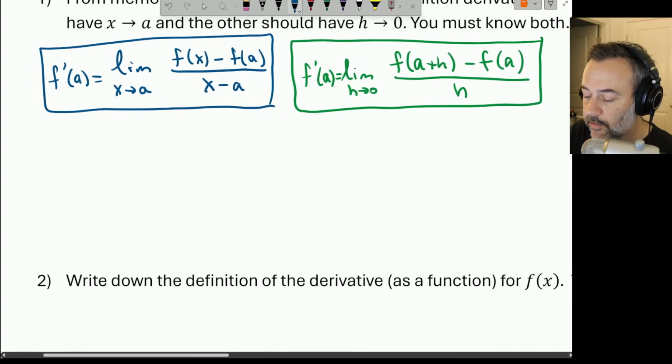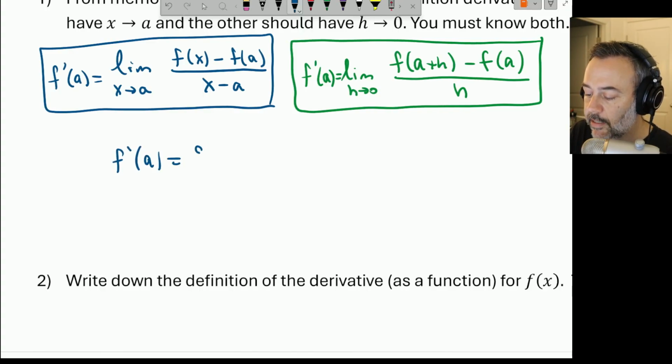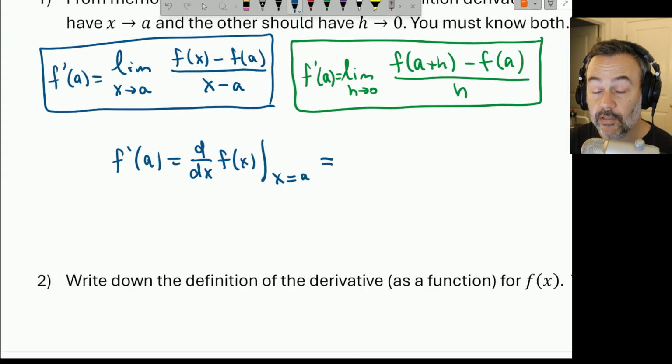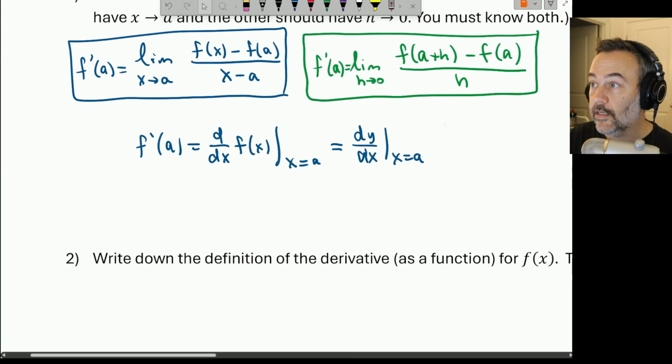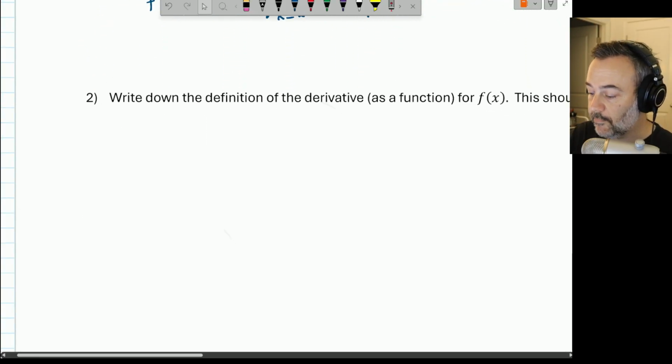Reminder of some alternate notations. F prime at a is the same thing as the derivative with respect to x of f of x evaluated at x equals a. Okay. If the dependent variable is y, it would be dy dx evaluated at x equals a. Okay, so those are some alternate notations for the same thing.